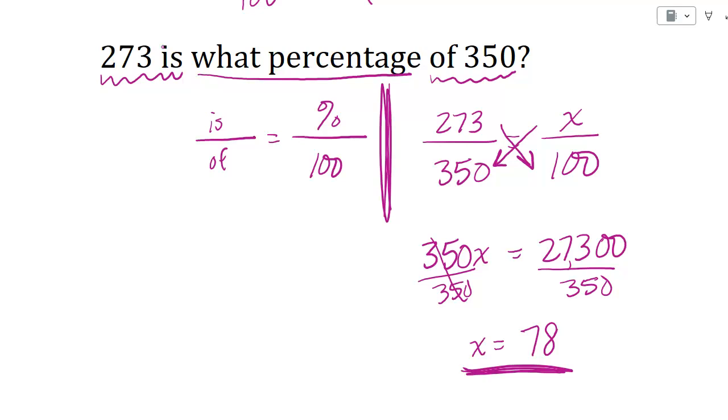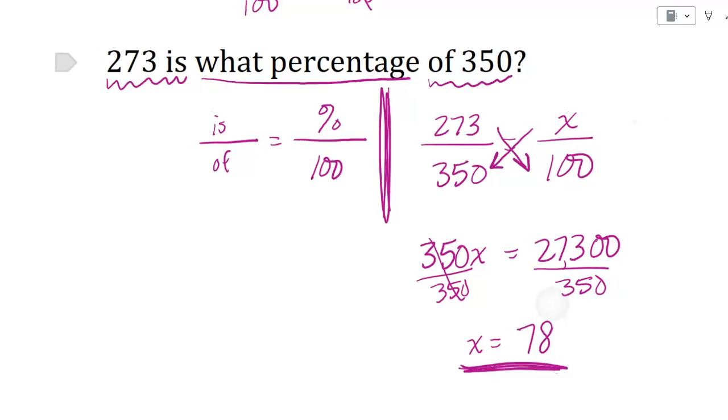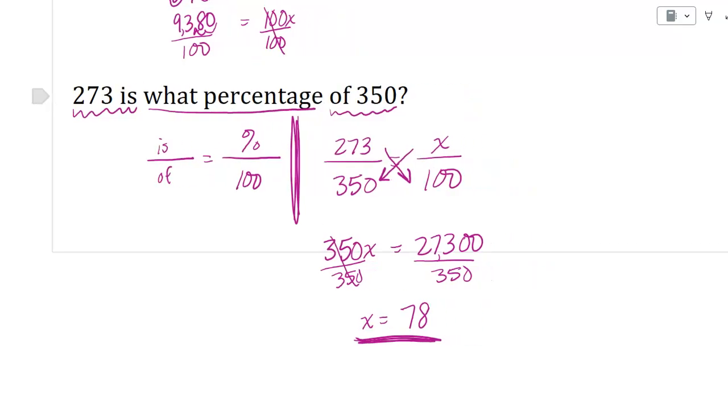Okay. Again, that makes sense because 273 is not as large as 350, so we know it's got to be a smaller number than 100. If you've got something bigger than 100, something's up. Again, you should always have two improper fractions or two regular fractions. Thinking of proportionality needs to make sense, right? Always ask yourself, do my answers make sense?